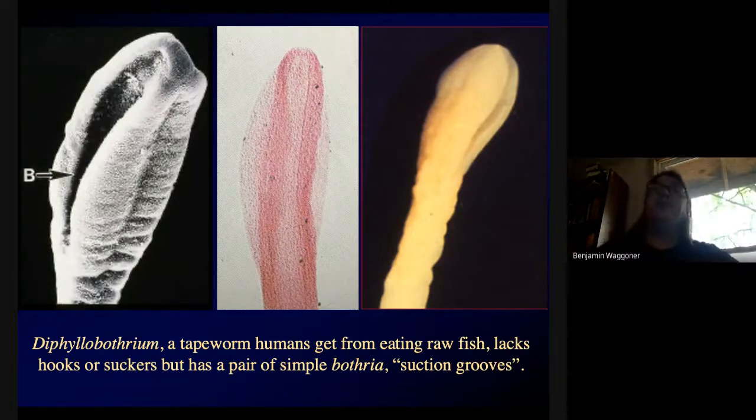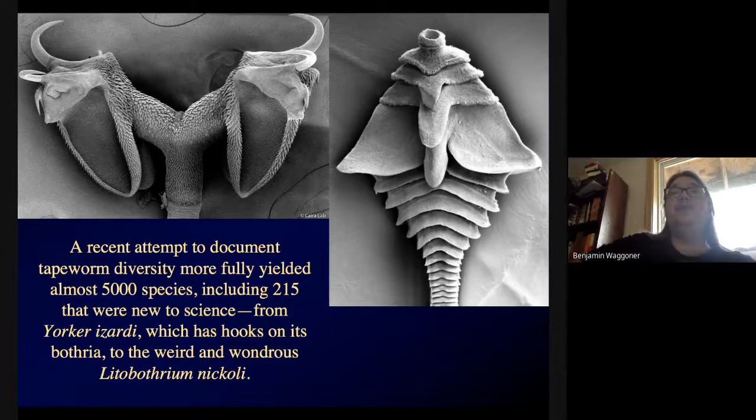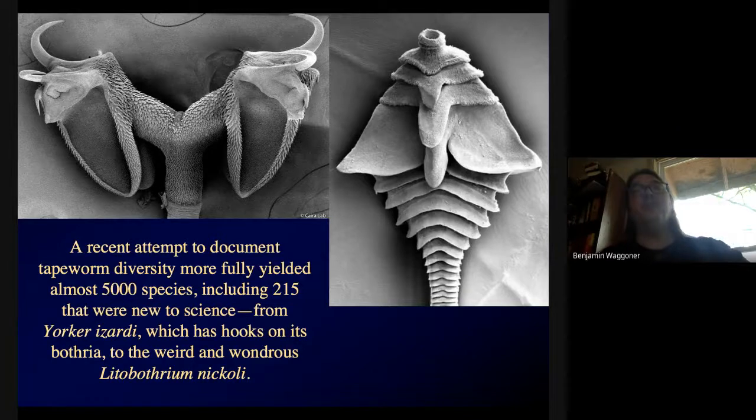There was a recent concerted attempt to document tapeworm diversity that concluded with the discovery of 215 that were new to science. So on the right, you have Yorker izzardi, which, yes, was named for Eddie Izzard for reasons I'm not sure, which has 4 bothria, which have hooks on them. And then Letobothrium nicolai, I'm not even sure what that thing does. The one over there on the right. I assume that those are bothria right there, the kind of leafy parts. But yeah, that one just looks strange. So great diversity of attachment structure form in tapeworms, in particular ones in marine species.